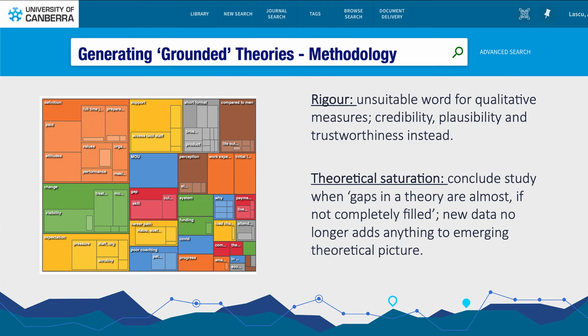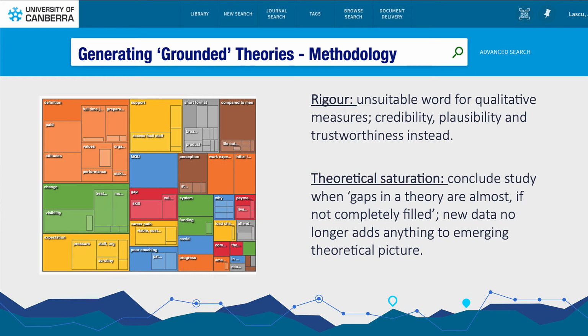Now, you're probably wondering where validity and reliability fit into this situation. So we also have the notion of rigor. Rigor is usually used in quantitative studies, and it's not quite the word that we use for qualitative measures. When we think about rigor instead, it's more about credibility, plausibility, and the trustworthiness of work. We also have the notion of theoretical saturation. And so we conclude the study when gaps in a theory are almost, if not completely, filled. New data stops emerging, and it no longer adds anything to the theoretical picture.